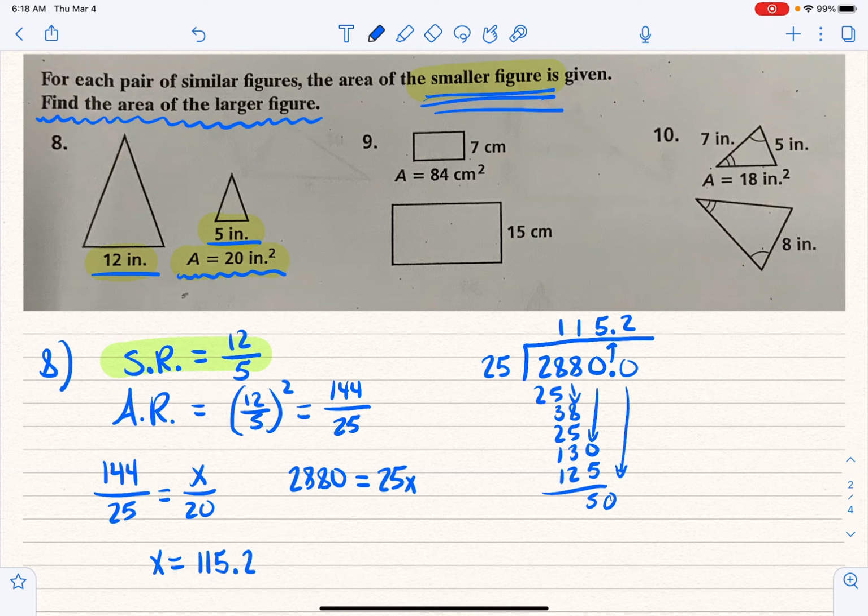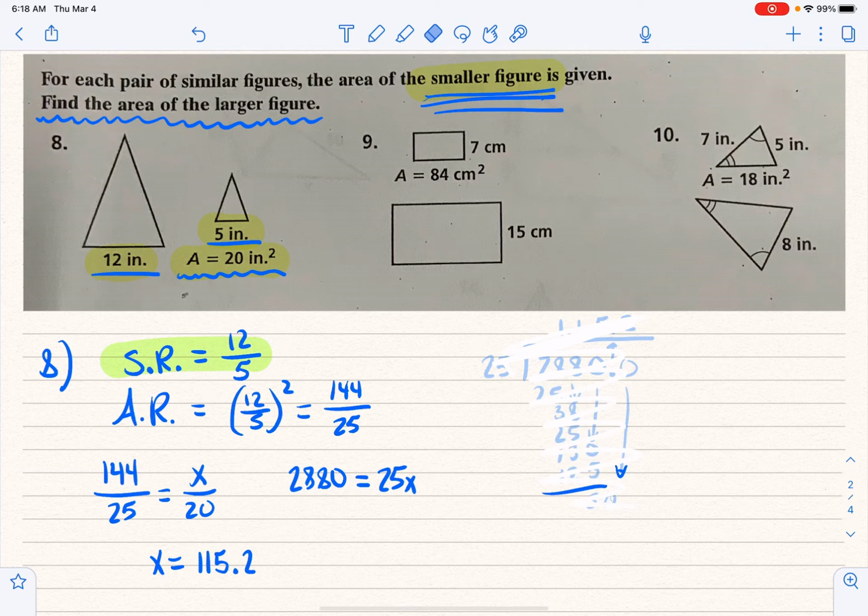The area of the smaller figure in that first one was 20. The area of the larger figure is 115.2. Okay, we got this.